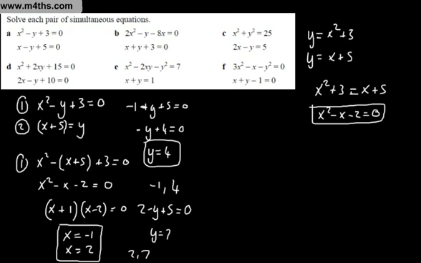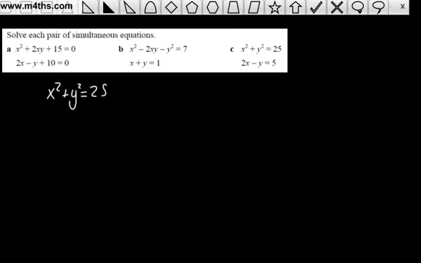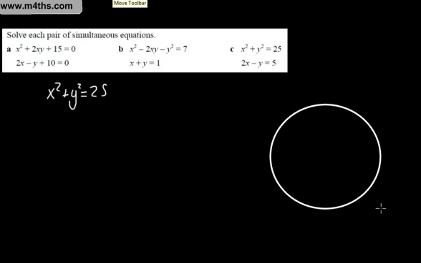Okay, let's look at an example when we have something slightly different. Here we go. This top one is a circle. x squared plus y squared is equal to 25. This is an equation of a circle, and I'll try and draw a circle now. This is an equation of a circle, centre (0, 0), with a radius of 5. So this is going to look something like this.